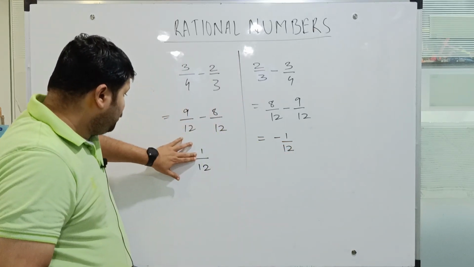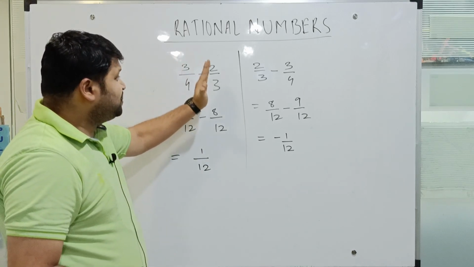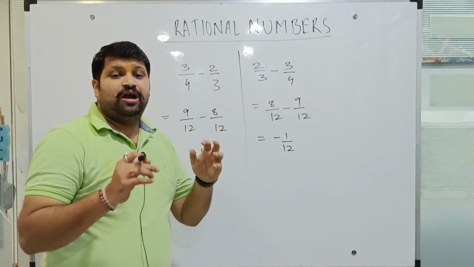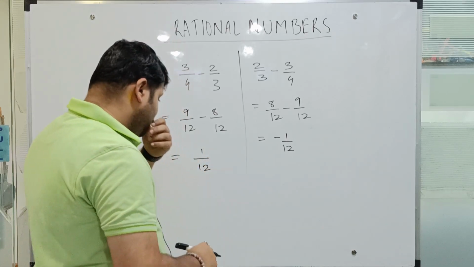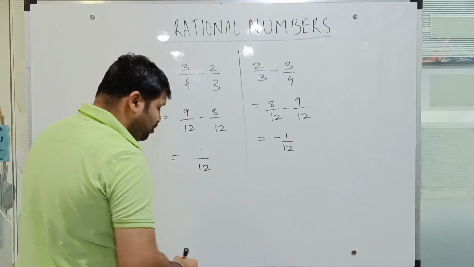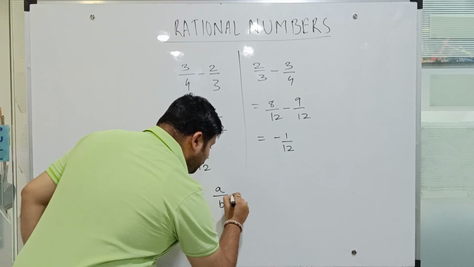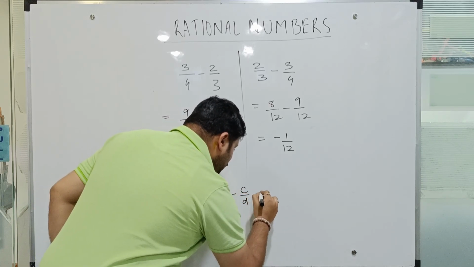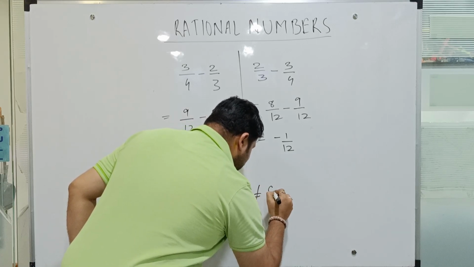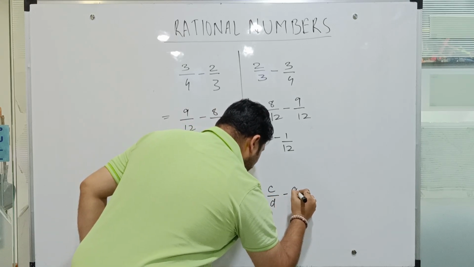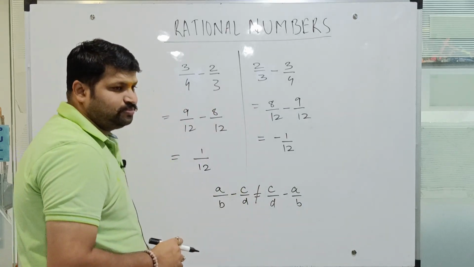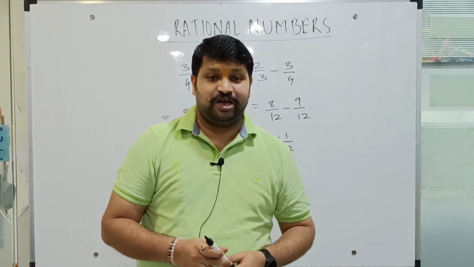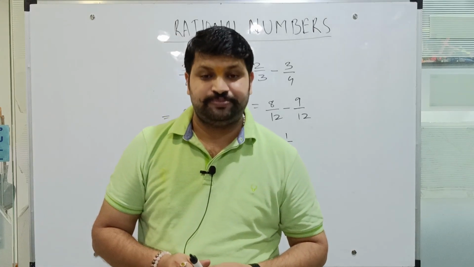Now if you see, this side is not equal to this side, which means that subtraction is not commutative. We can write it in a formula form saying that a upon b minus c upon d is not equal to c upon d minus a upon b. So this was the commutative property telling us that subtraction of rational numbers is non-commutative.